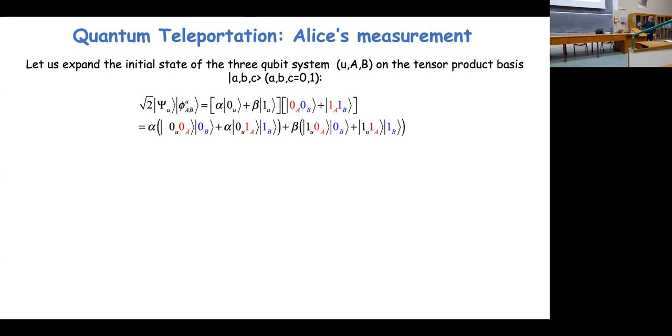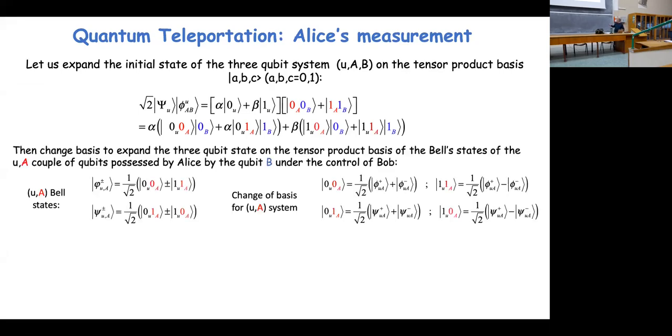This is the pair of particles which is shared by Bob and Alice, and this is an unknown state that you want to teleport. The first thing you do is expand this into four possible combinations. Once you have done that, you regroup the terms to make the Bell states of U plus A appear. So you can transform a tensor product of U times the Bell state of A and B into a superposition of Bell states of U and A tensor state B. And this is what I do. The following.